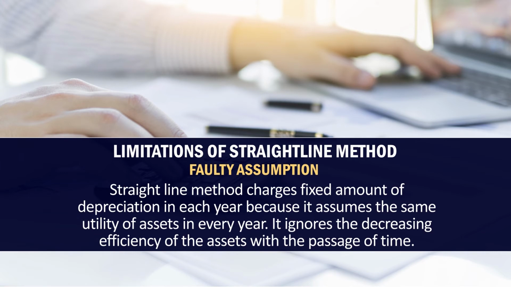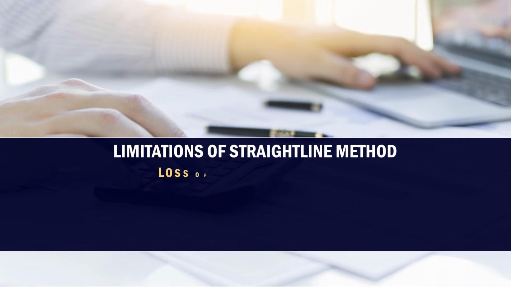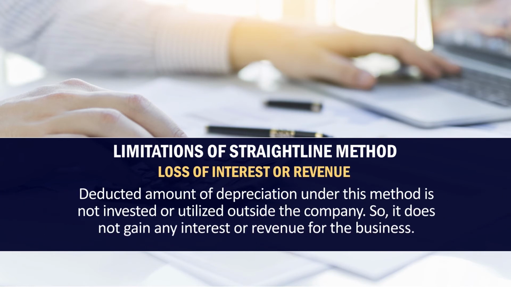Therefore, in the initial years, when the asset has more efficiency, the amount of depreciation should vary according to the efficiency, because in the initial years when the asset has more efficiency it will reduce less as far as depreciation is concerned. But in the later years when the asset loses its efficiency, the amount of depreciation is comparatively more. Loss of interest or revenue.